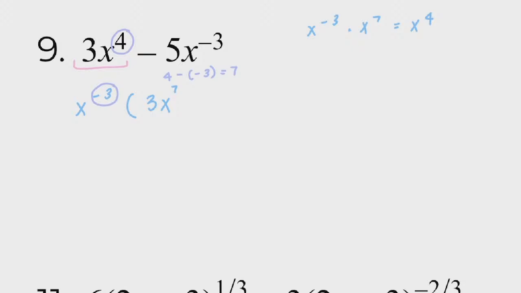Okay, now looking at the second half, we still have a minus 5, and we factored out all of the x's, so that's it. So the final answer is going to be x to the negative third power times 3x to the 7th minus 5.